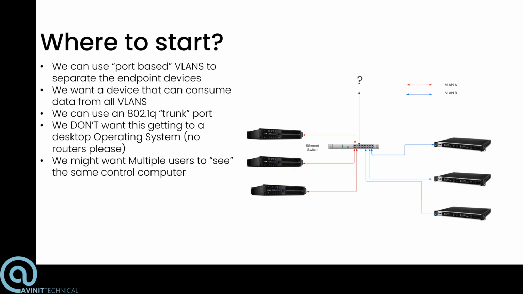So where can we start? We could use port-based VLANs to separate the endpoint devices. Many people are aware of VLANs, so we can assign on this switch the 3 ports where the amplifiers are plugged in. We could assign them to VLAN A. We could assign the 3 radio mic receivers to VLAN B. I'm deliberately not using numbers because VLANs have numbered tags, so let's call it A and B here, even though in a real implementation they will have a specific number.